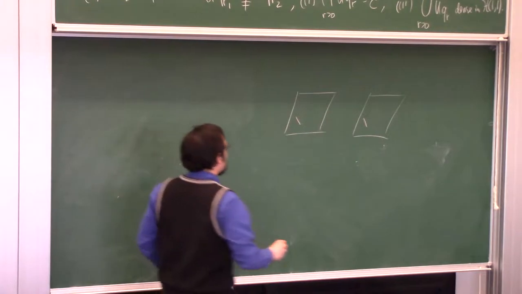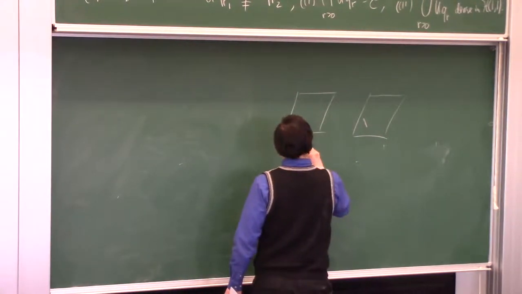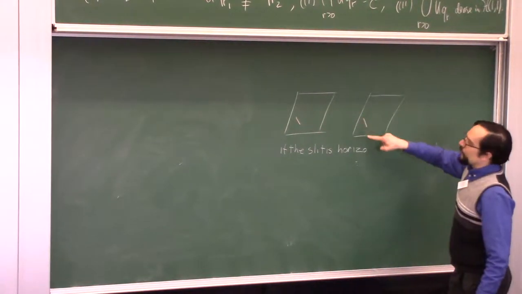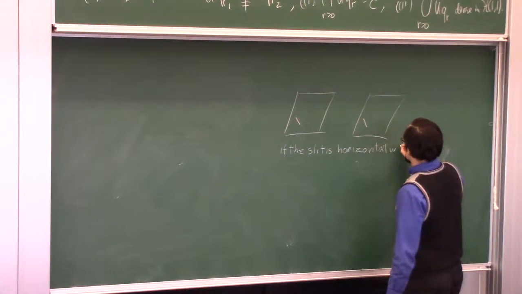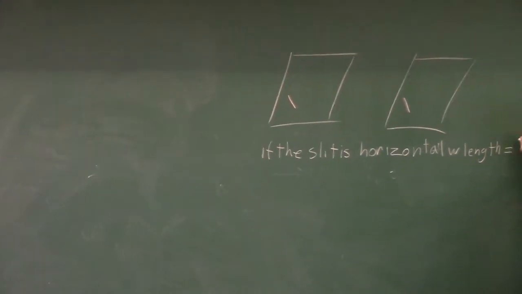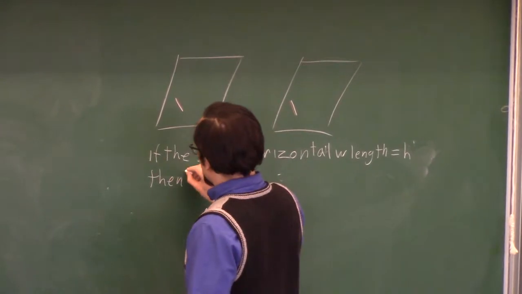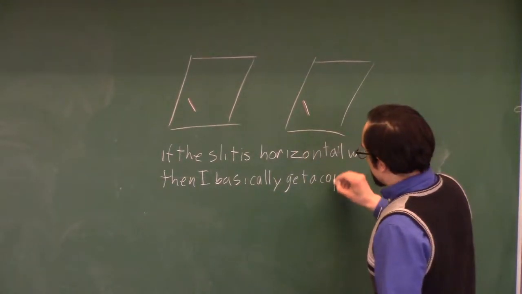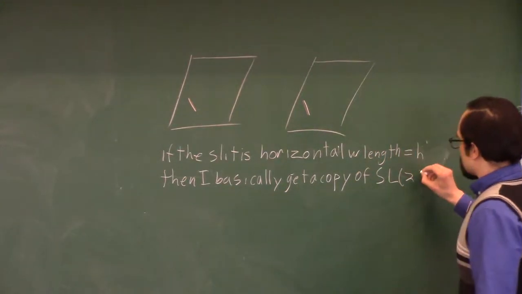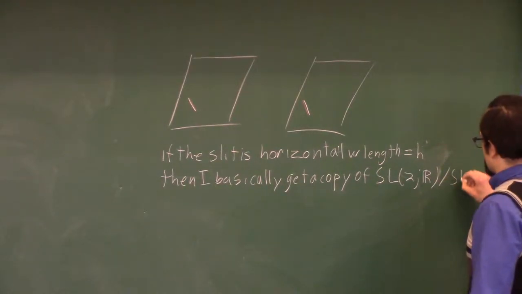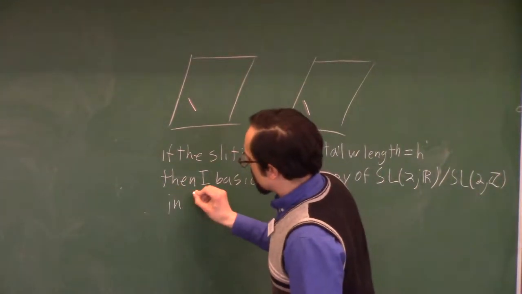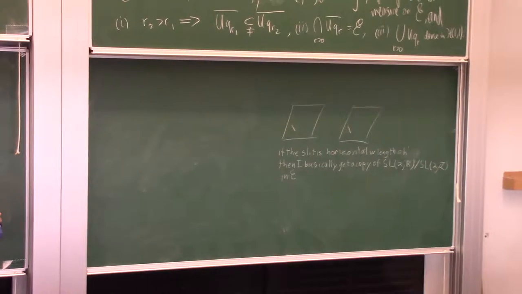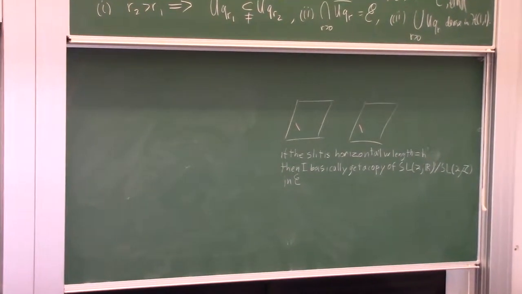Let's just make a remark that if our slit is horizontal, so what's the slit? The slit is this white line here, is horizontal, with length exactly equal to h, then I basically get a copy of SL2R mod SL2Z. Direction of the slit, what freedom do I have? I have the freedom of what my torus is, so I basically have SL2R mod SL2Z. Everyone happy about that?